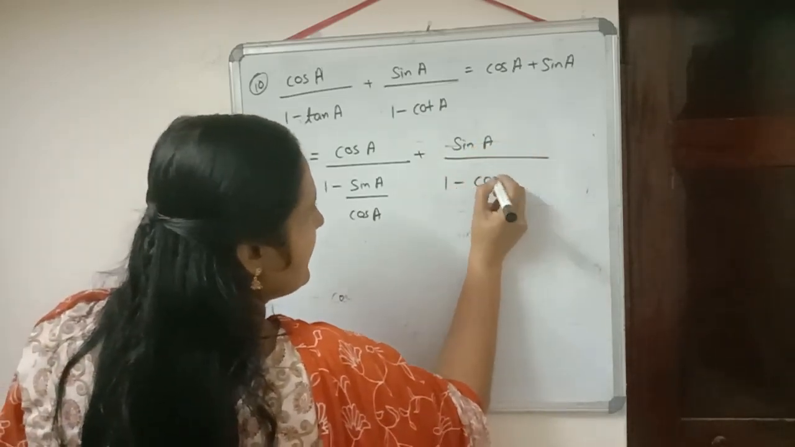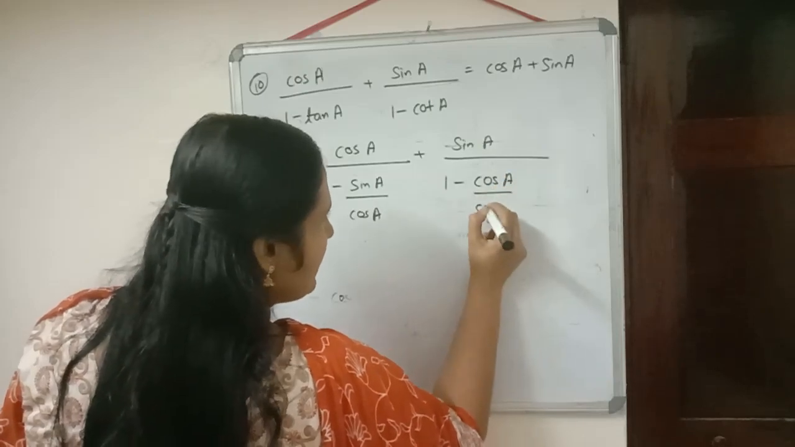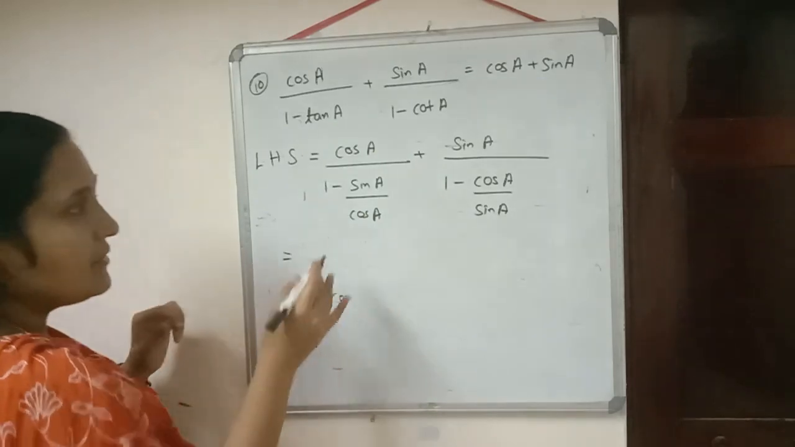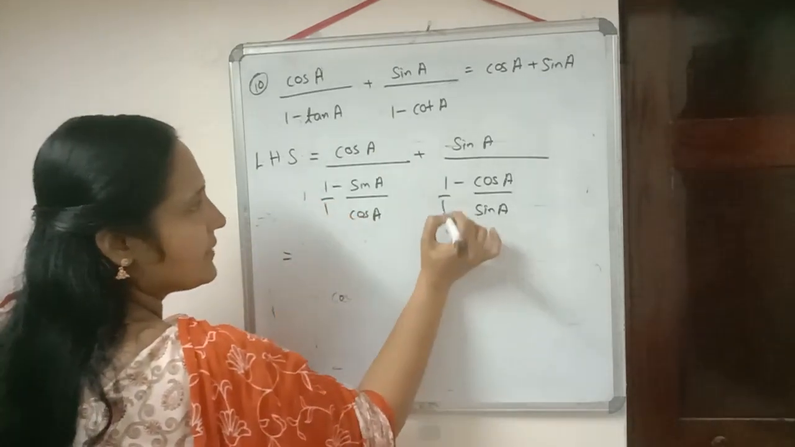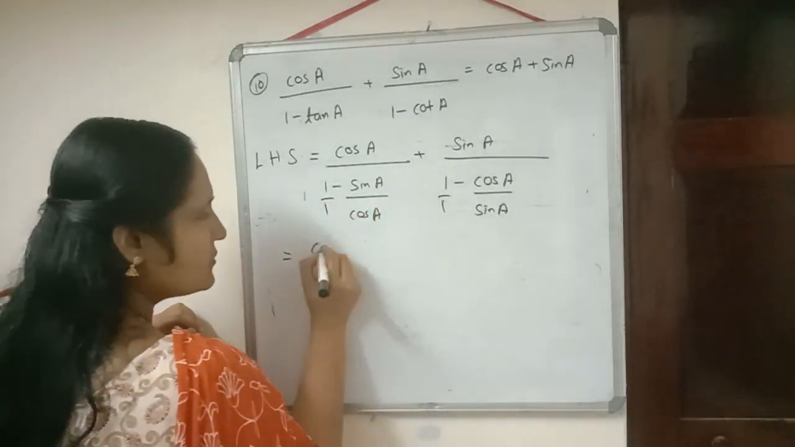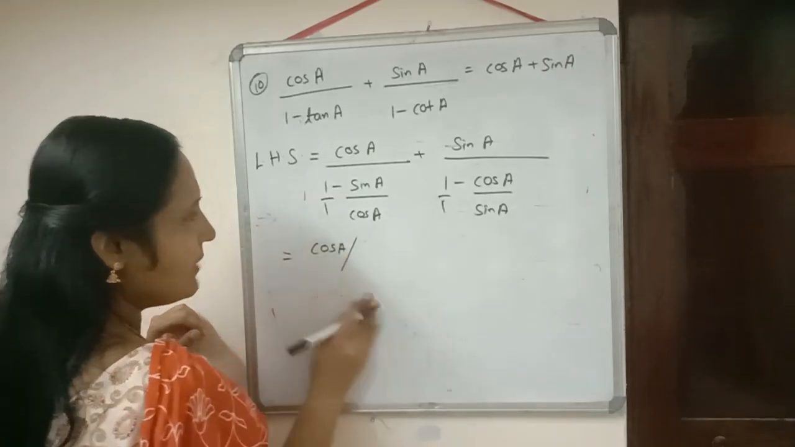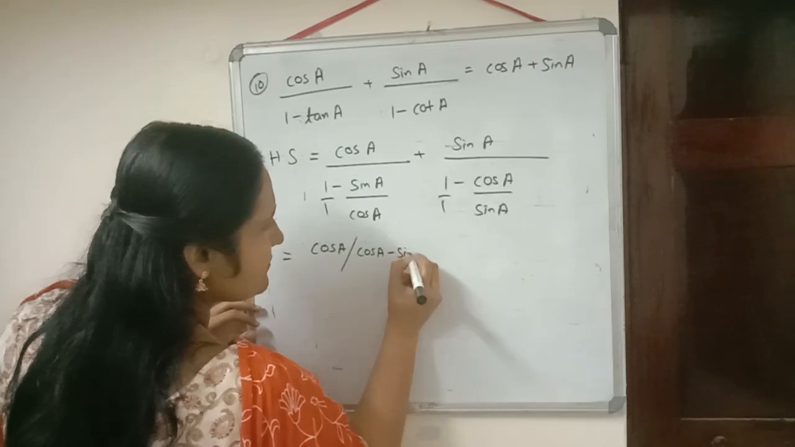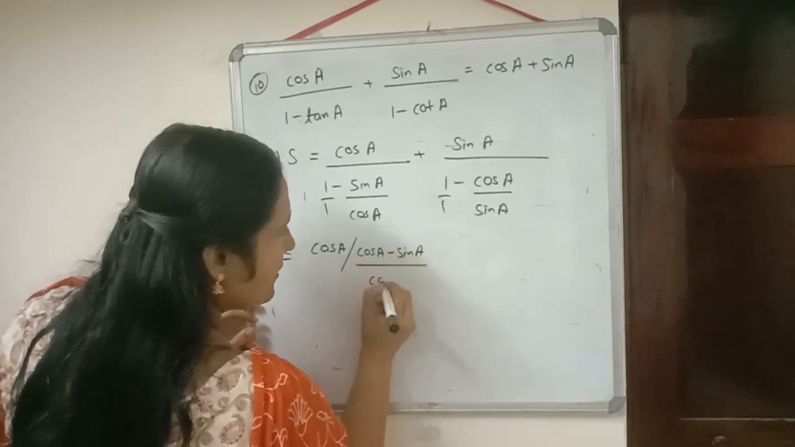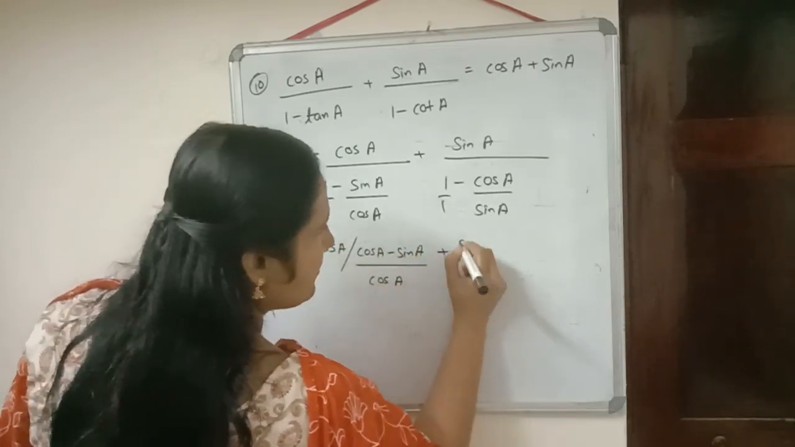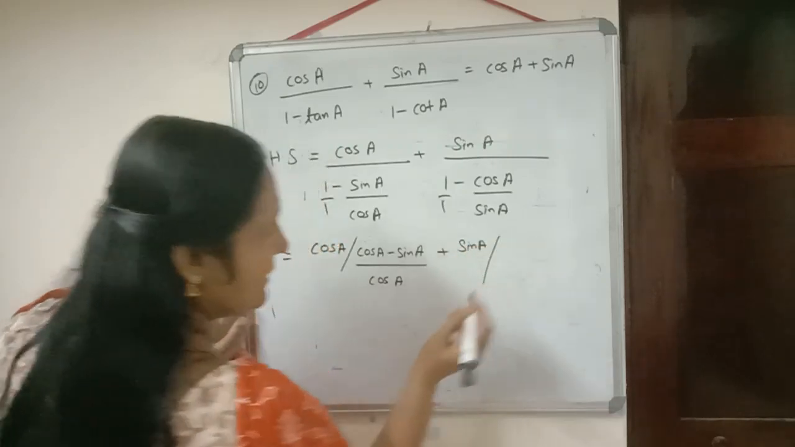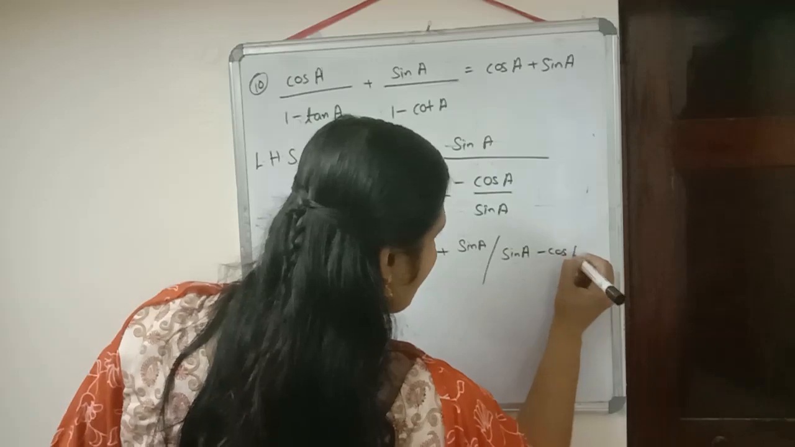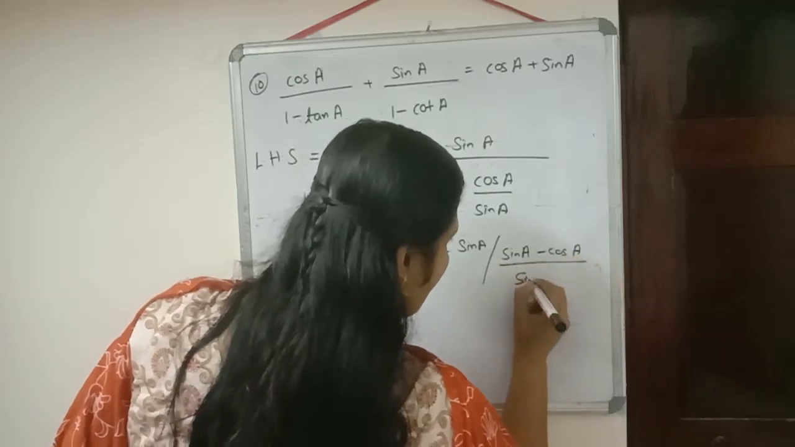Plus sin A by 1 minus cot A, so it can be written as 1 minus cos A by sin A. Now here we will do the cross multiplication in the denominator. Okay. So it will come cos A divided by cos A minus sin A by cos A, plus here also sin A divided by sin A minus cos A by sin A. Written? Okay.